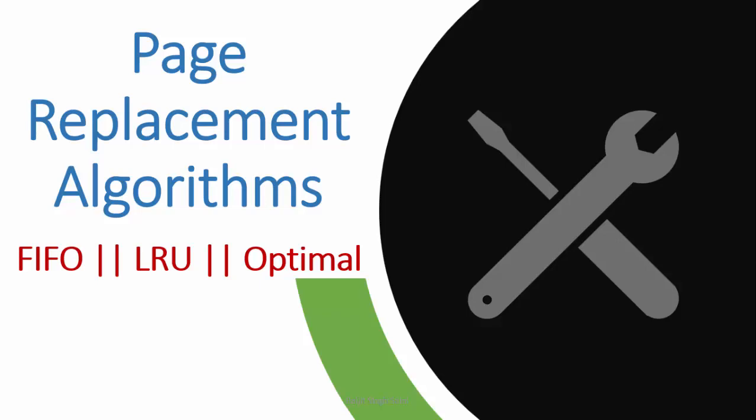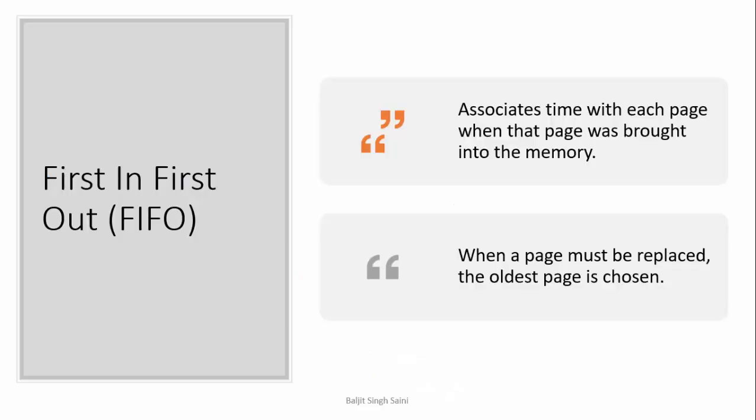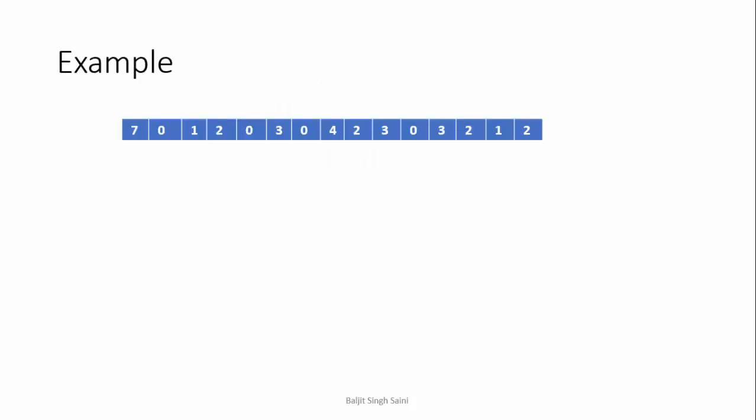Now which page is to be swapped is decided by using one of these algorithms. The algorithms are first in first out, least recently used, and optimal. So we are going to go through these algorithms one by one. The first algorithm is first in first out. As is clear from the name, we are going to swap out that page which was brought first into the RAM. So let us understand this with the help of an example.